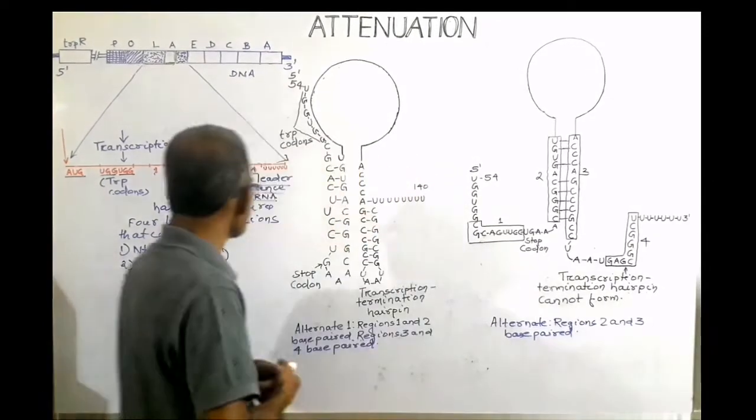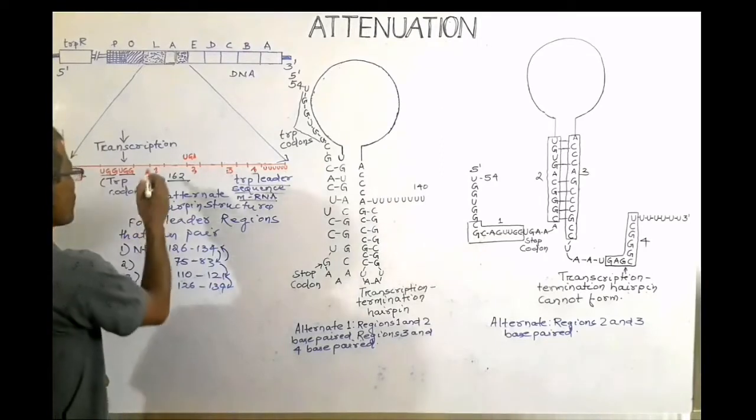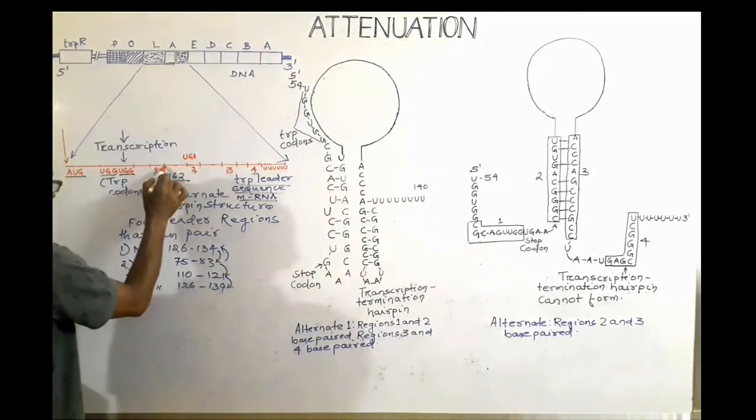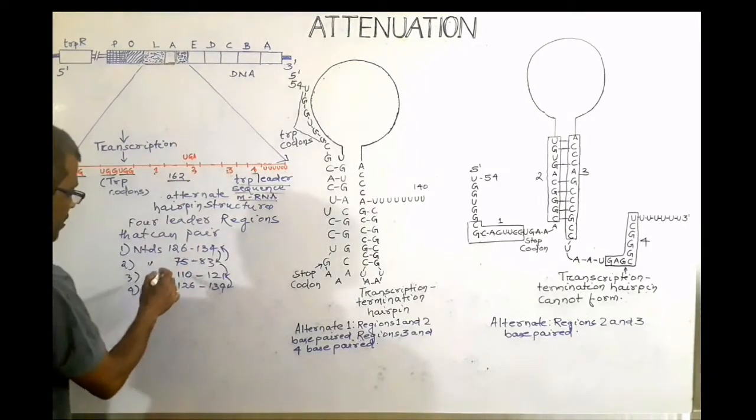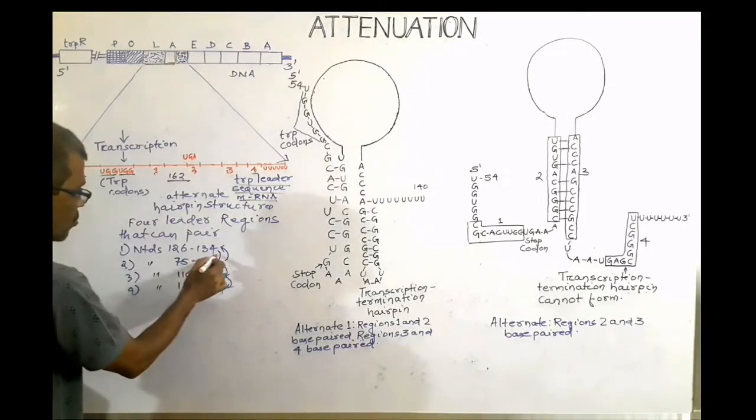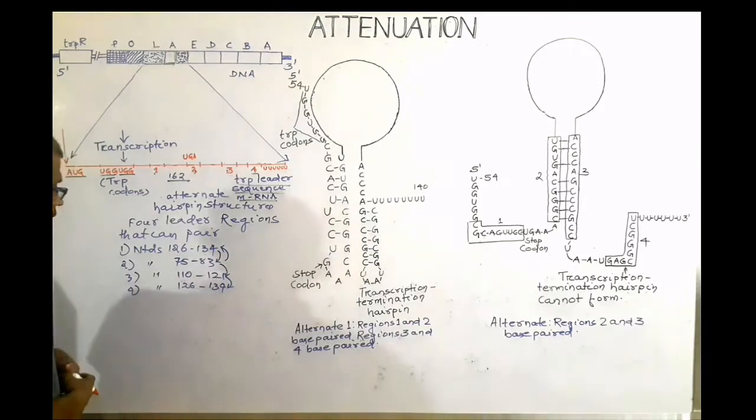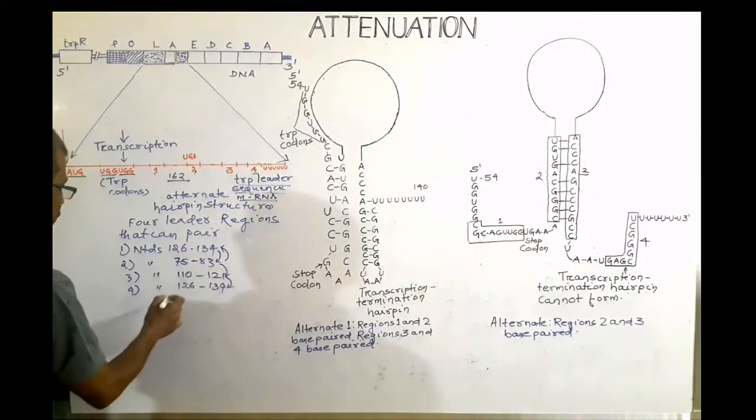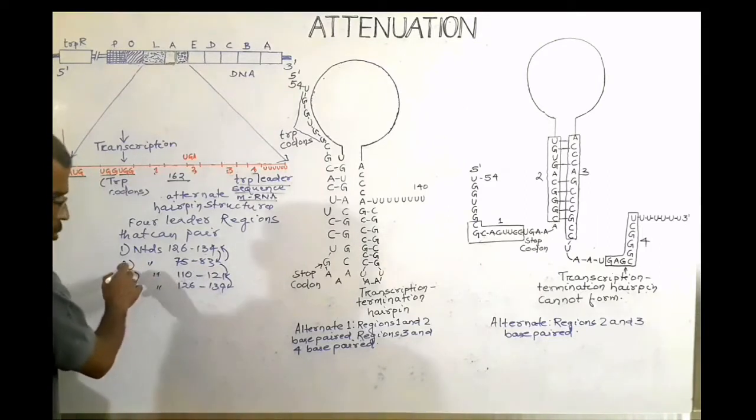Then we shall discuss these four different regions. Region 1 includes nucleotides from 126 to 134. Nucleotides 75 to 83 constitute region 2.